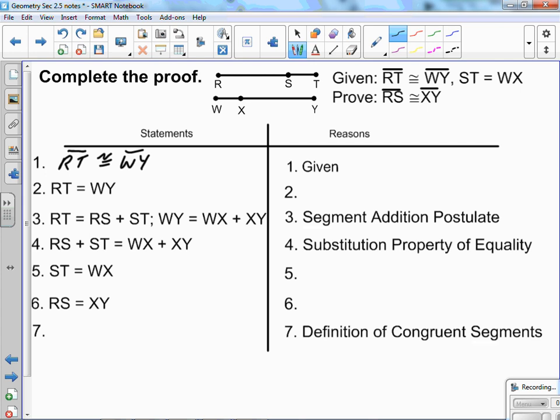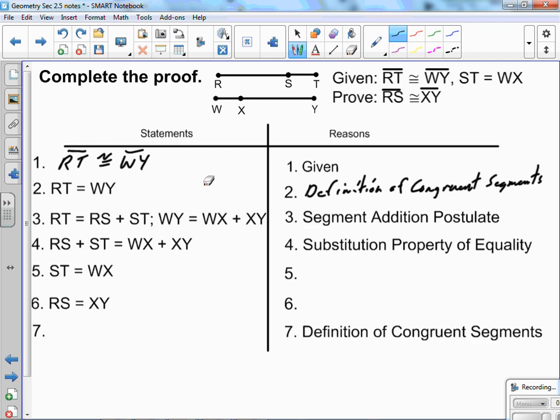And then what happens from here to here? We go from saying that the two segments are congruent to saying that their lengths are equal. So just like we ended that last one with, to switch between congruent and equal, and we're talking about segments, it's going to be the definition of congruent segments.